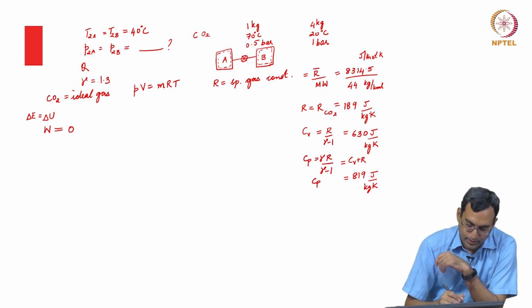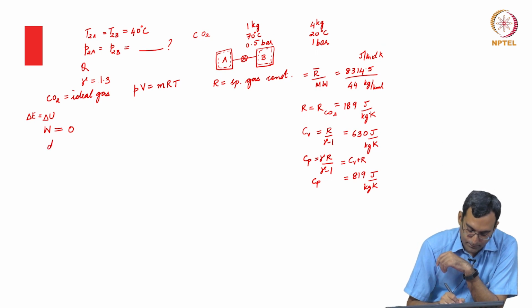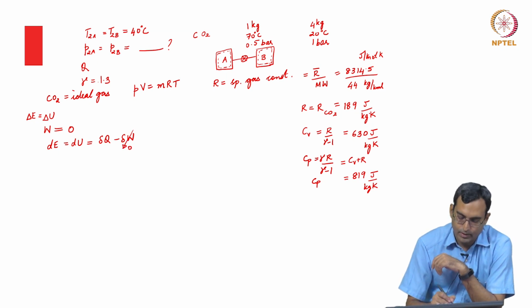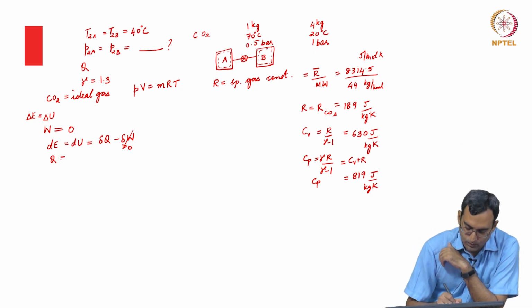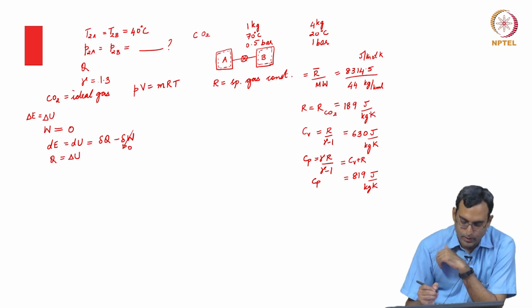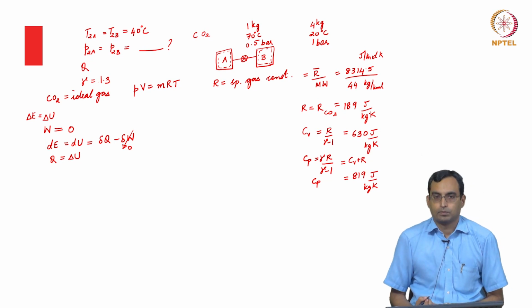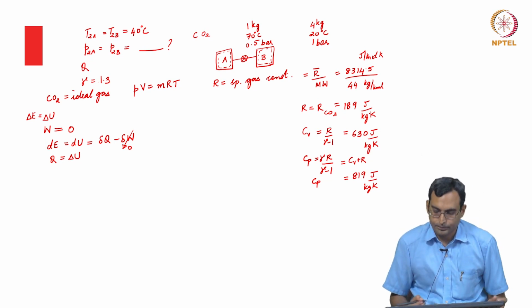So, then what I can see is my first law says, in this case it is dU, and this is 0. So, my heat transferred will be equal to my change in internal energy. So, the Q will be equal to delta U. What I need to now do is to find out delta U.